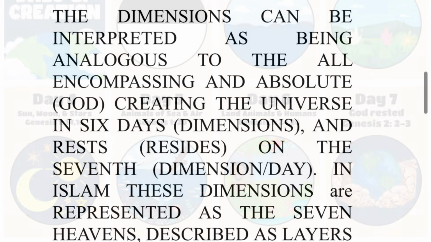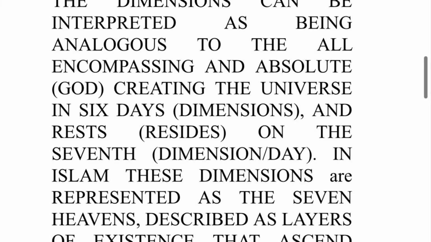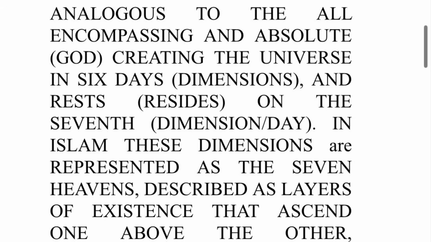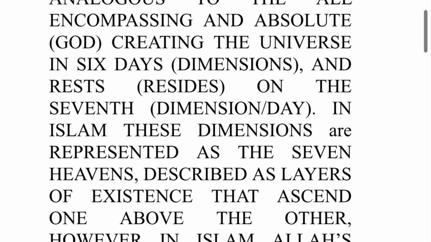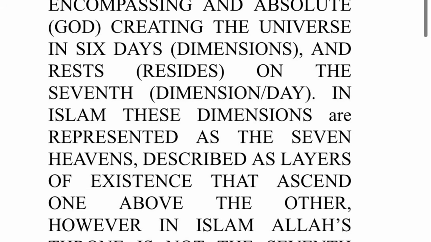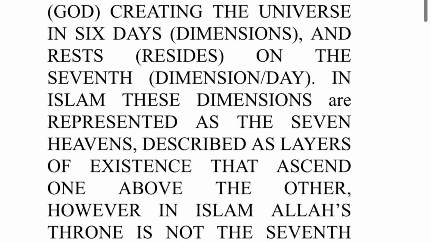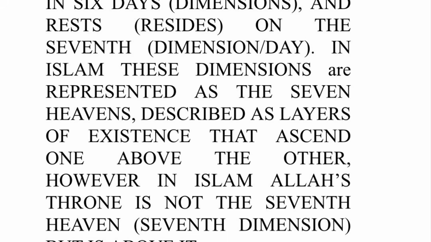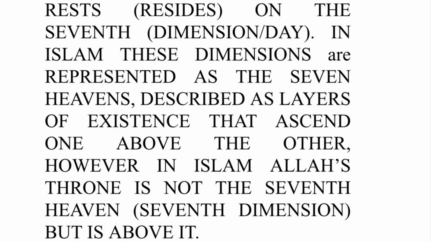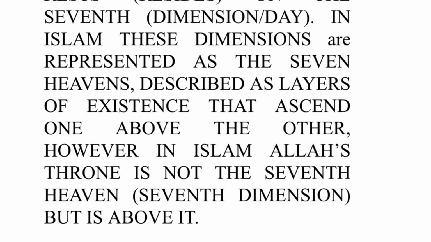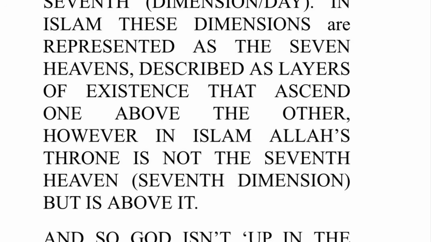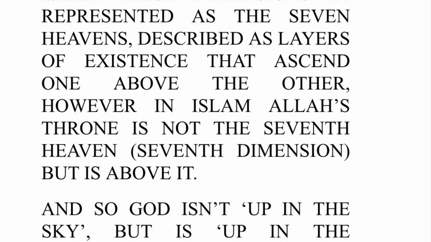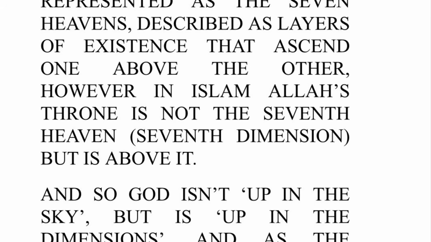The dimensions can be interpreted as analogous to the all-encompassing absolute, or God, creating the universe in 6 days, representing the first 6 dimensions, and resting or residing on the 7th. In Islam, these dimensions can be compared to the 7 heavens, described as layers of existence ascending one above the other. However, Islamic tradition holds that Allah's throne is not the 7th heaven, but above it. And so, within this interpretation, God isn't up in the sky, but up in the dimensions.